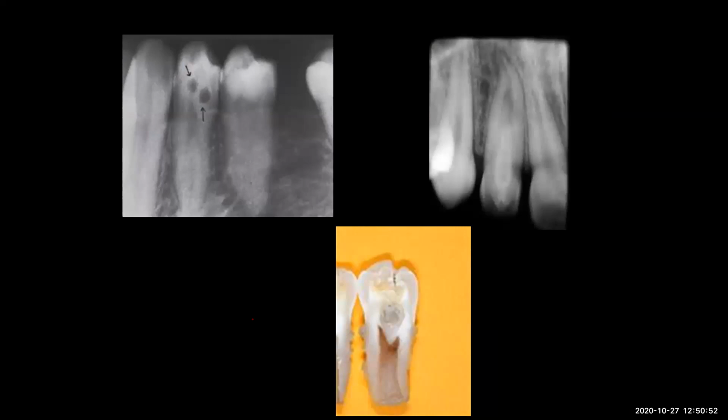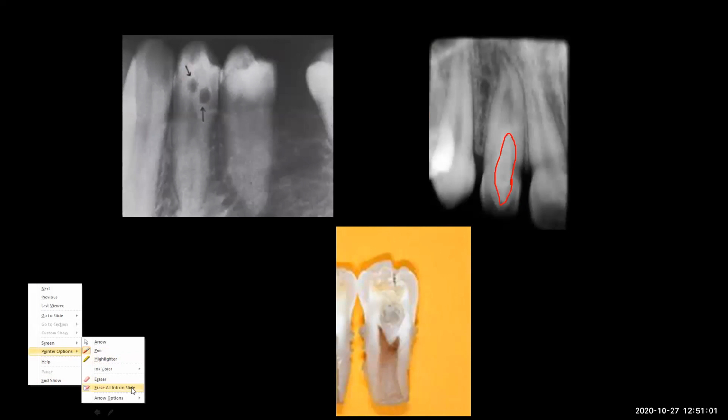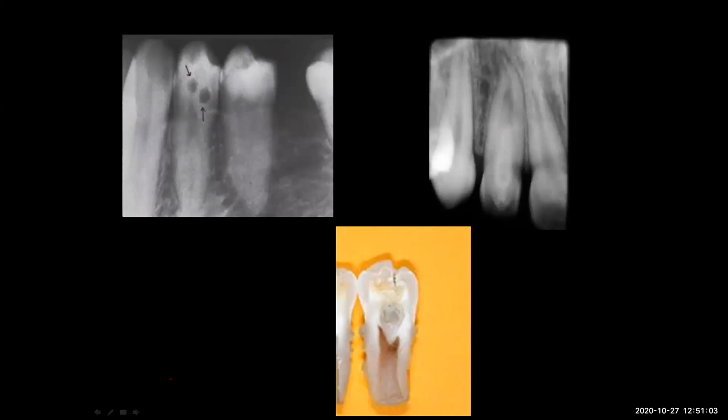Dens invaginatus, tooth within a tooth within a tooth. You can see this radiographically. Do you need to do anything about it? No, you just need to mark that you see it.